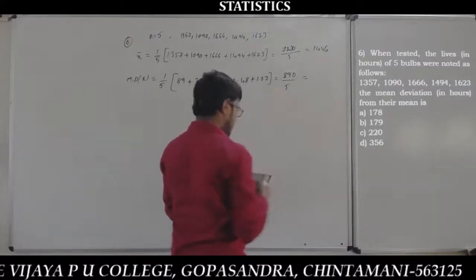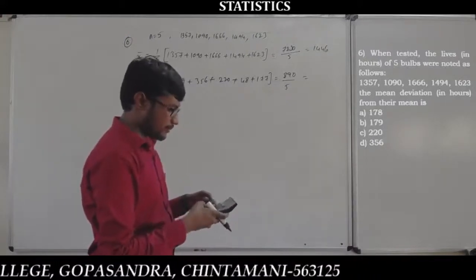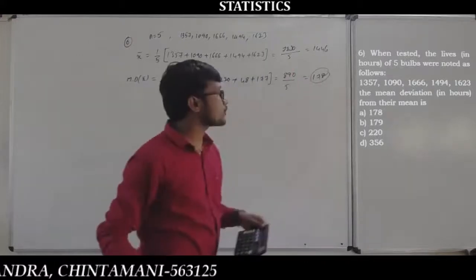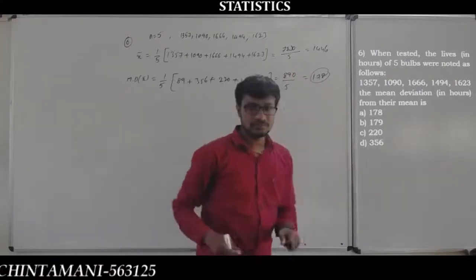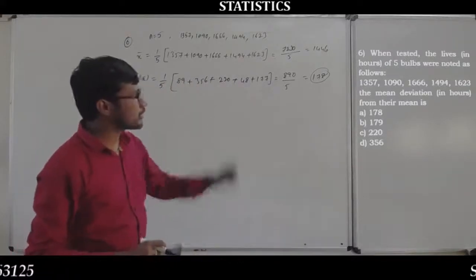So it should be divided by 5, right? So 890 divided by 5 will give 178. So this is option A. So this is finding the mean deviation from their mean. So, got it?